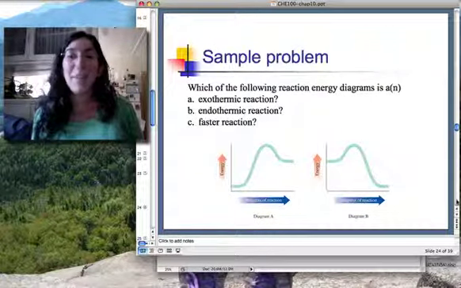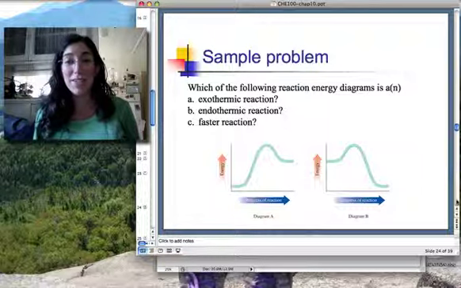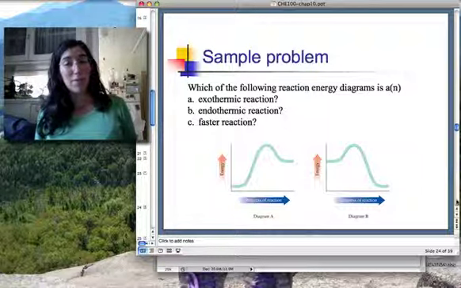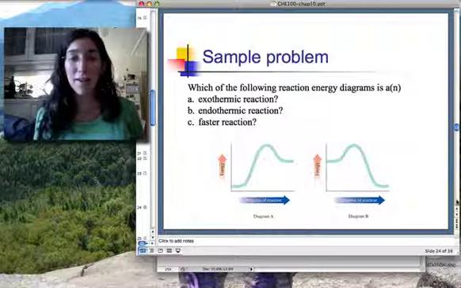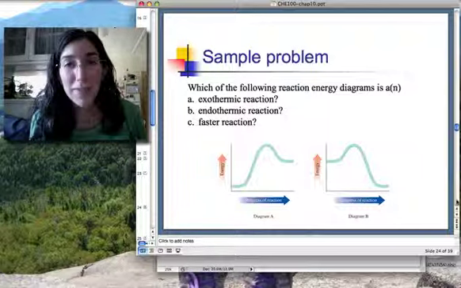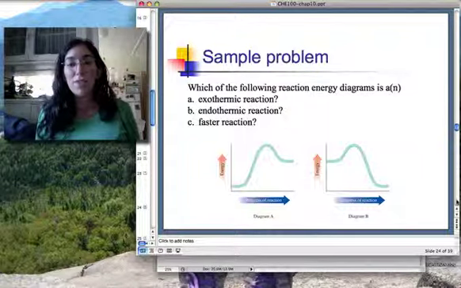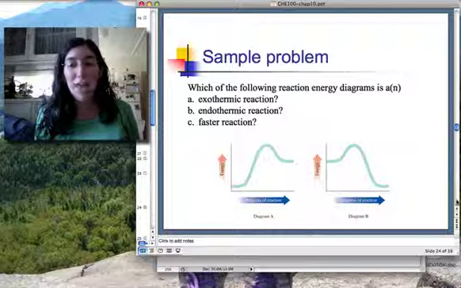So, sample problem. Which of the following reaction energy diagrams is A, an exothermic reaction, B, an endothermic reaction, or C, a faster reaction? Ooh, and I did not go over that yet. Okay, so first of all, which one is an exothermic reaction, A or B?